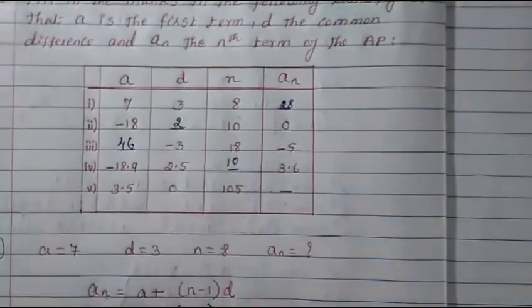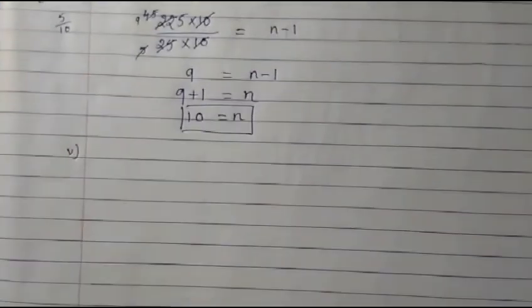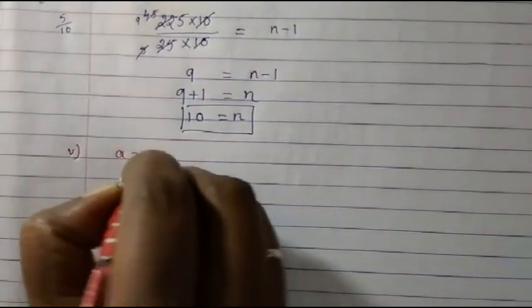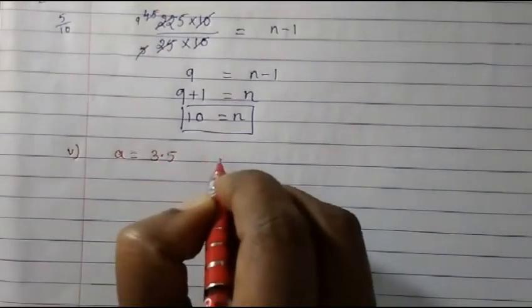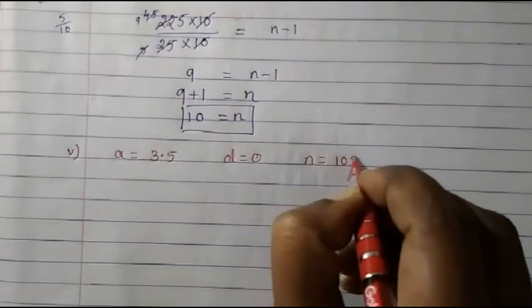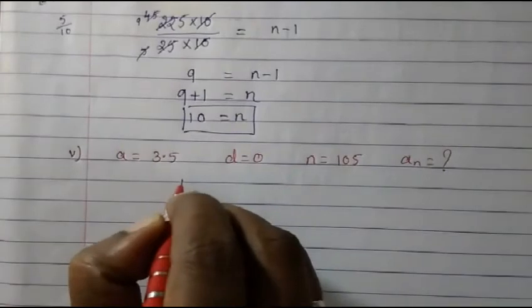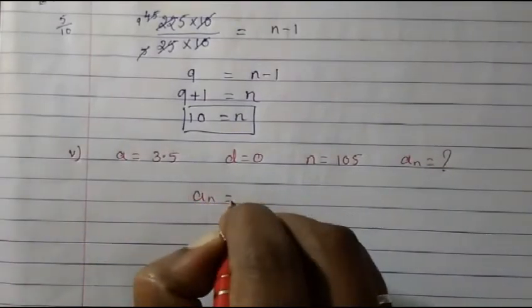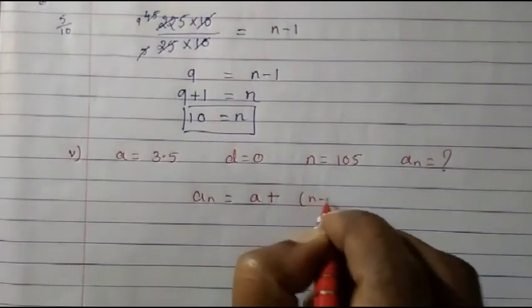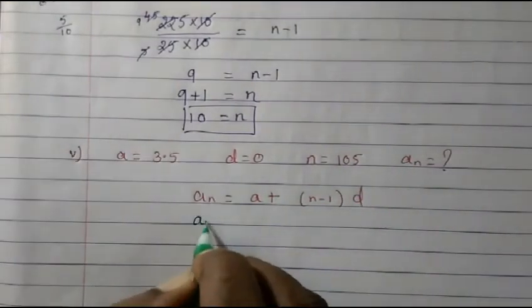So now let's do the fifth one quickly. So the fifth one, a value is 3.5, d is given to us 0, n is given to us 105, and an we don't know. So the formula, let's write down. An equal to a plus n minus 1 d. So an we don't know, so we'll keep it as it is.